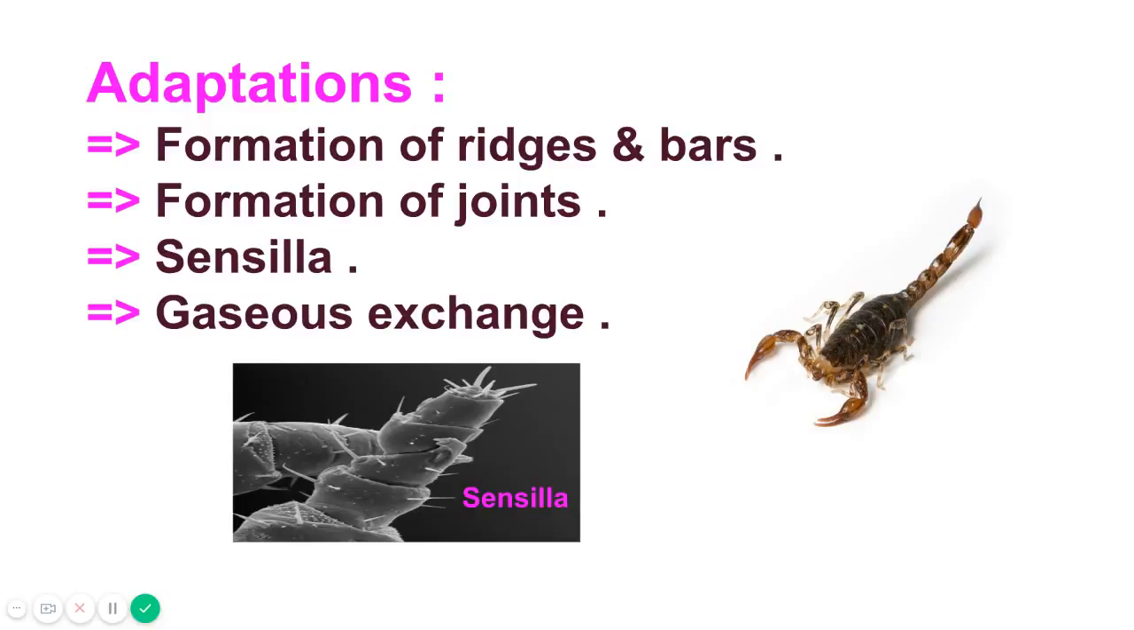The third adaptation is sensilla. As you can see in the diagram, they are the chitinous, hollow, hair-like sensory projections of arthropods. The sensilla are in the form of bristles. And the fourth and final adaptation is gaseous exchange. There are modifications in the exoskeleton for gaseous exchange.